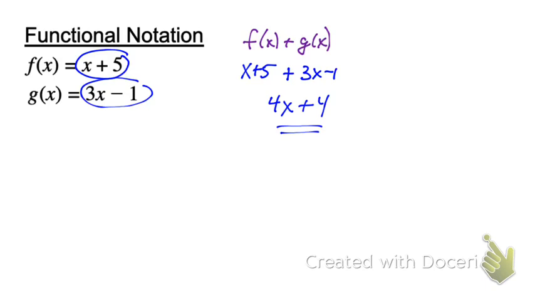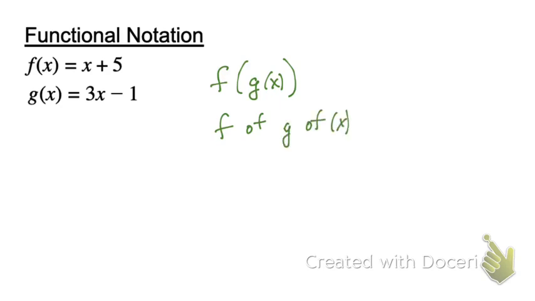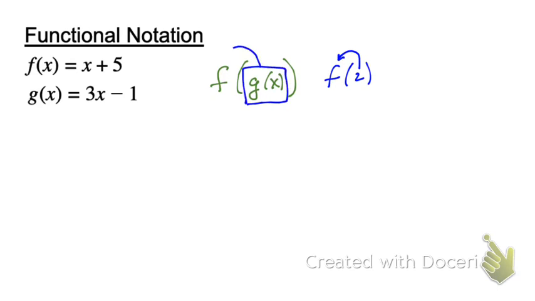The other thing we did with these are the composites. Remember how to say that? f of g of x. Now, we just did f of 2, and we took that 2 and plugged it into f. We would do the same thing here, only it's not a 2. This simply means we take g of x and plug it into f. What is g of x? 3x minus 1. So that's like the 2 that we just did.